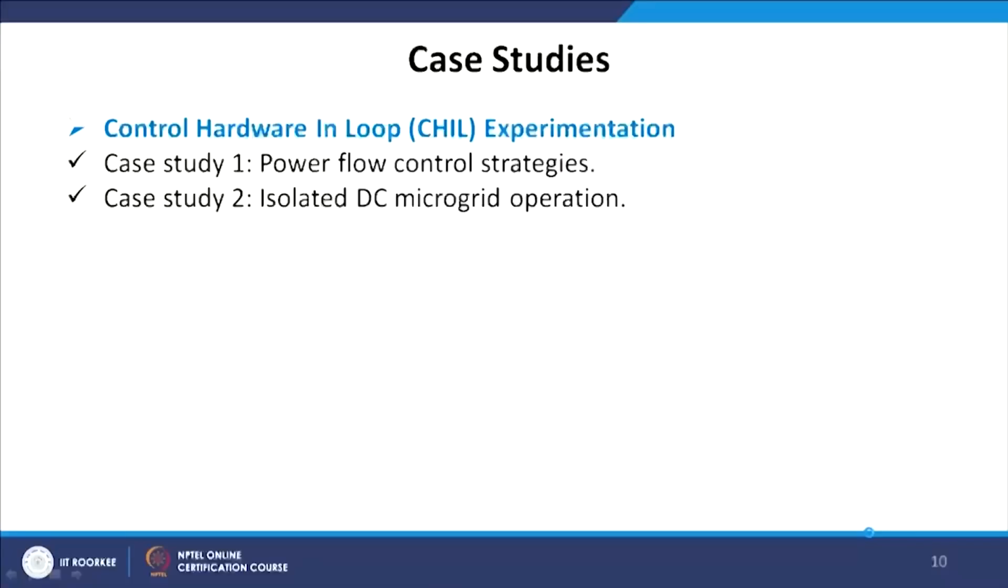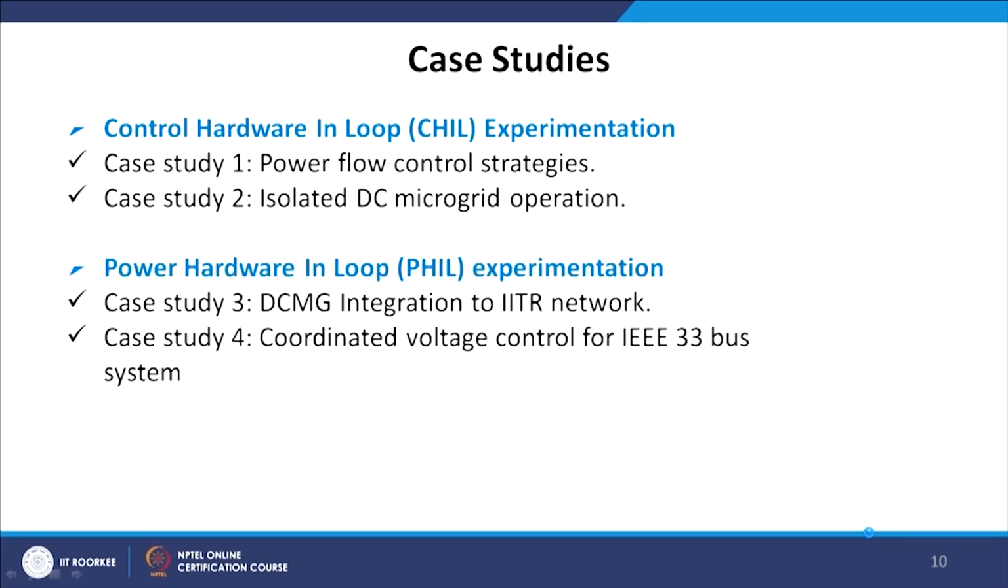First of all, power flow control strategies, that is case study 1, we will be discussing. Then we will talk about case study 2, isolated DC microgrid operation, and then we will take care of PHIL. We will consider case study 3, that is DC microgrid integration to the IIT Roorkee distribution system, and case study 4, coordinated voltage control for the IEEE 33 bus system. So, these are the 4 case studies we will be focusing on in detail during today's lecture.